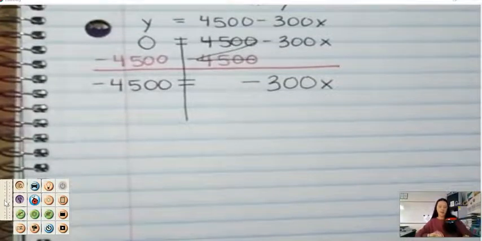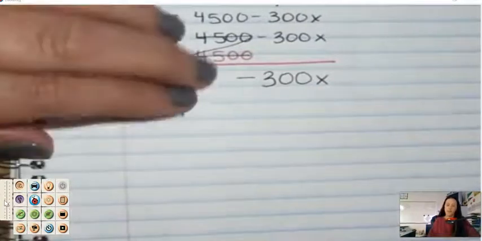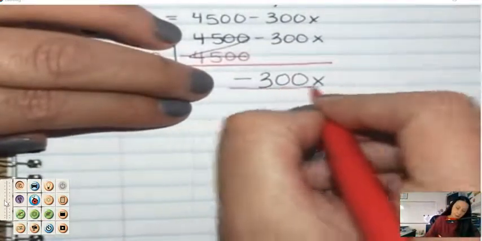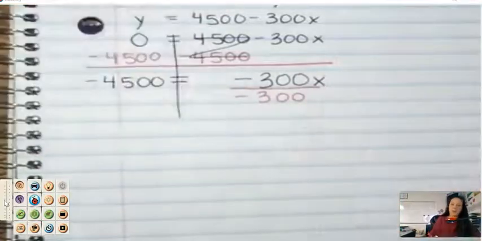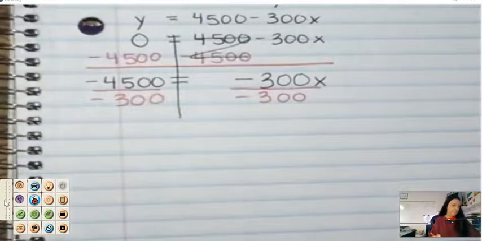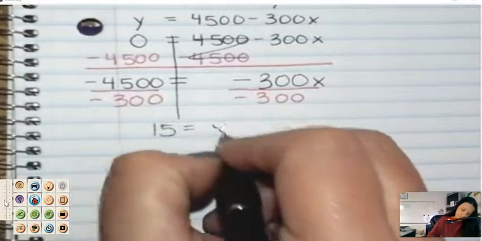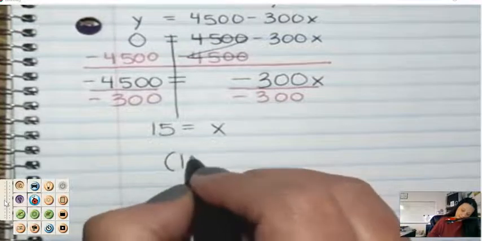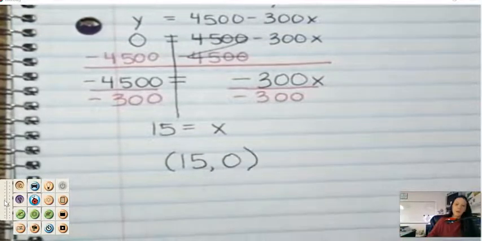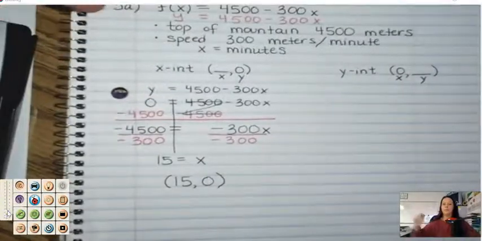Look at the side that has the x. When things are touching, they mean multiply. So this says negative 300 times x. So to undo multiplying by negative 300, we're going to divide by negative 300. The division property of equality tells me I have to do it to the other side also. Negative 4,500 divided by negative 300 gets me 15. So your x-intercept is 15, 0. I'm going to wait to write the sentence because I have to interpret it, but I'm going to wait and do that.